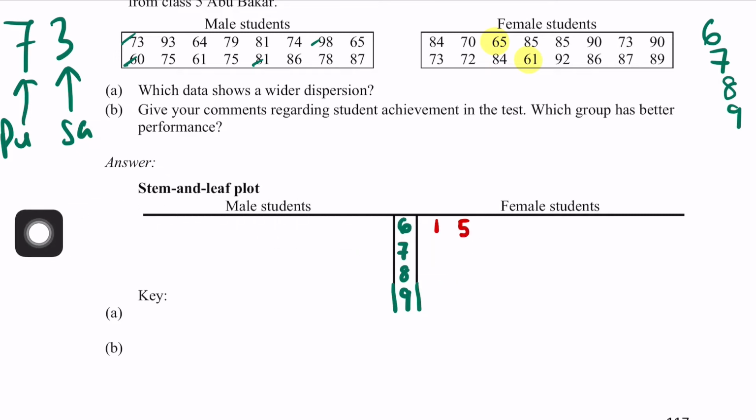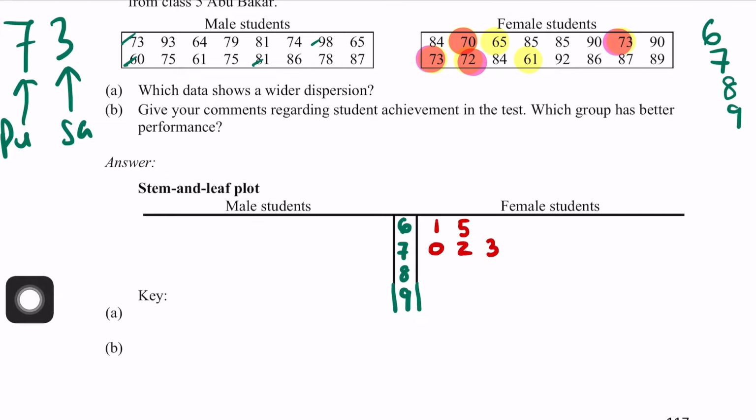Okay, next kita cuba tengok 70 pula. So we have 70, 73, 73, 72. Ada 4 kan? Okay, so macam mana nak tulis? Kita buat daripada the lowest lah. So 70, 72, 73, 73.